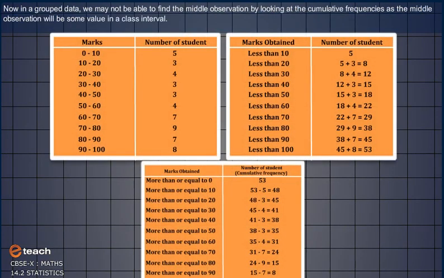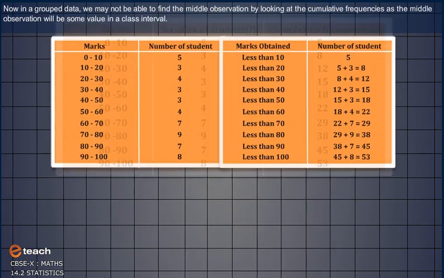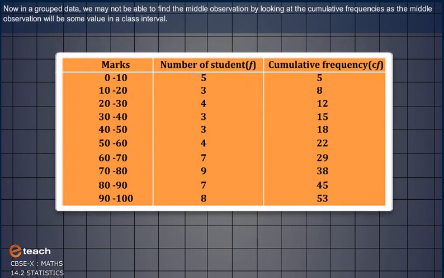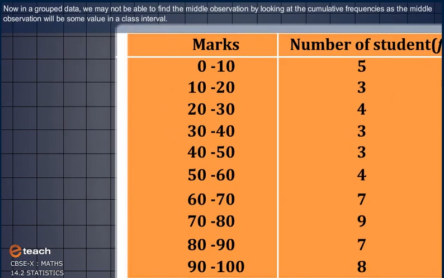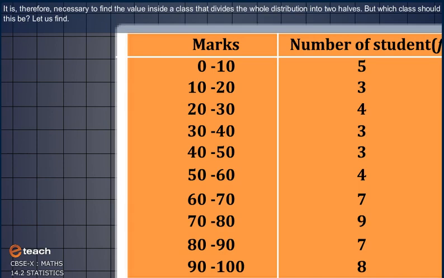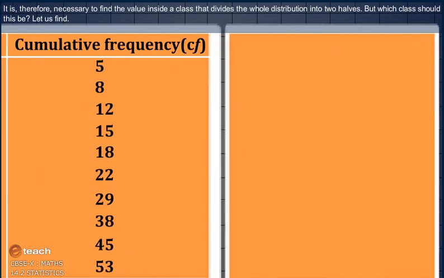Now in the group data, we may not be able to find the middle observation by looking at the cumulative frequencies, as the middle observation will be some value in a class interval. It is therefore necessary to find the value inside a class that divides the whole distribution into two halves. But which class should this be? Let us find. To find this class, we need cumulative frequencies of all the classes.